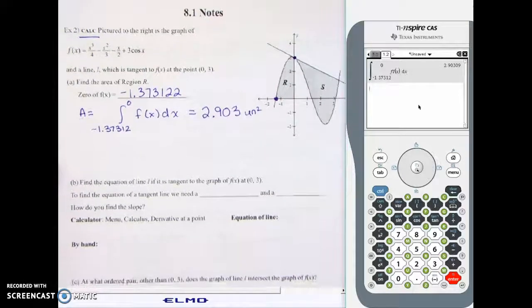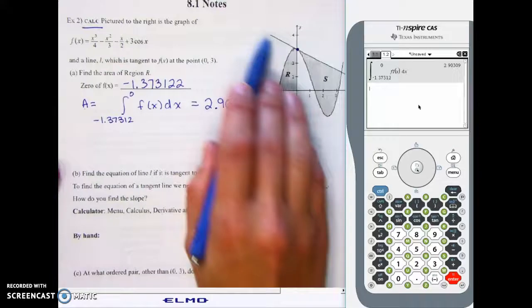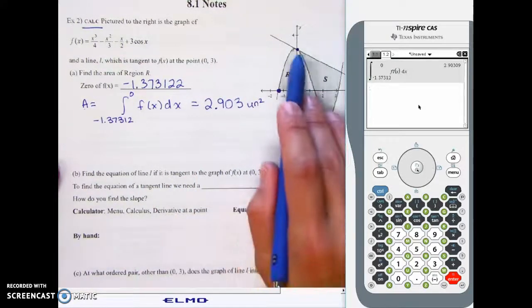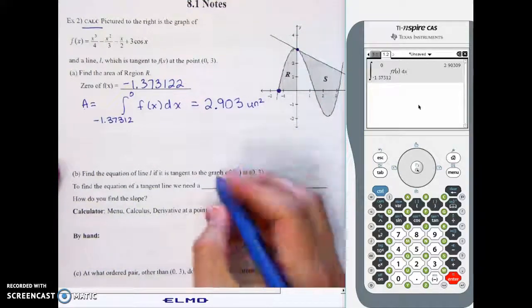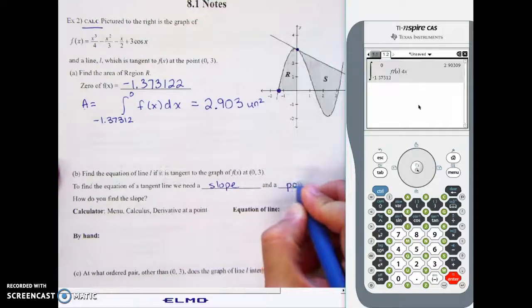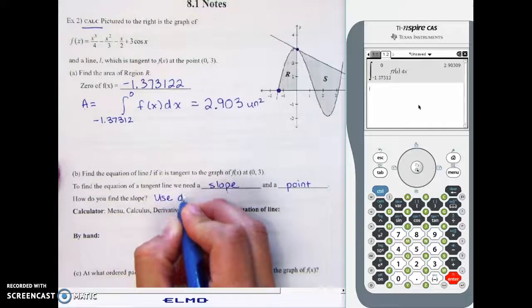How to find the area using a calculator. Let's see what else we want to do. Find the equation of line L if it is tangent to the graph at 0, 3. To find an equation of a tangent line, we need two things. What do we need? We need a slope and a point. How do you find slope? We use derivative.